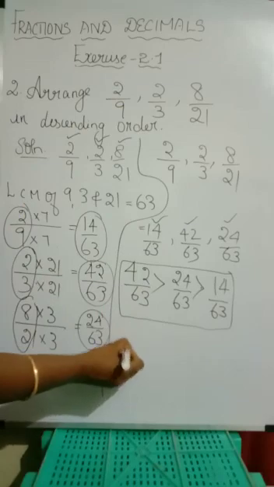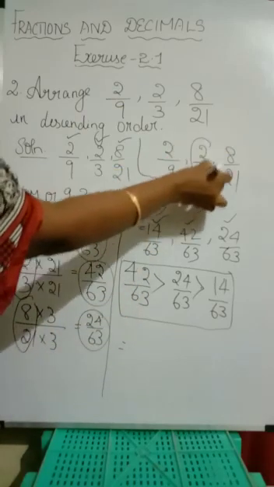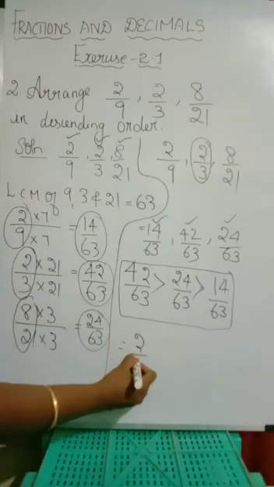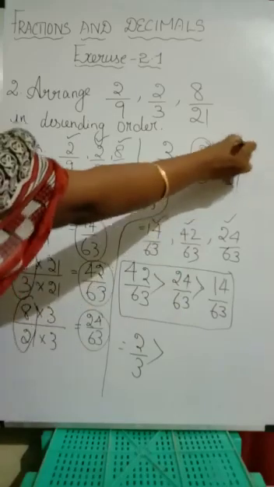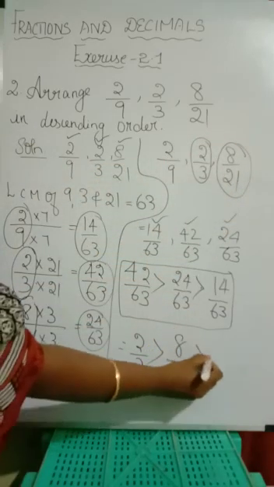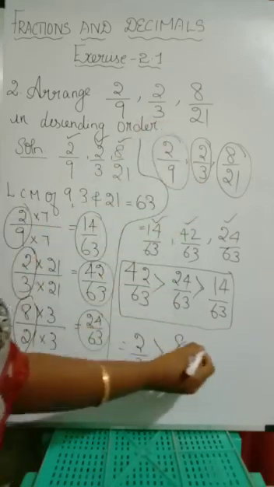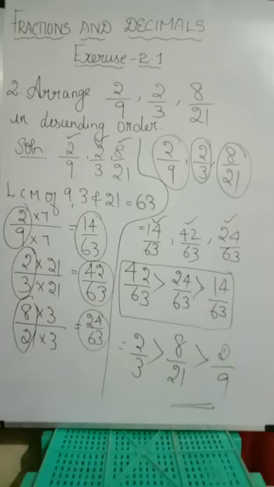For 42 by 63, the fraction is 2 by 3. 2 by 3 is greater. Then for 24 by 63, it is 8 by 21. 8 by 21 is greater than, at last, 2 by 9. This is the descending order for the given fractions.